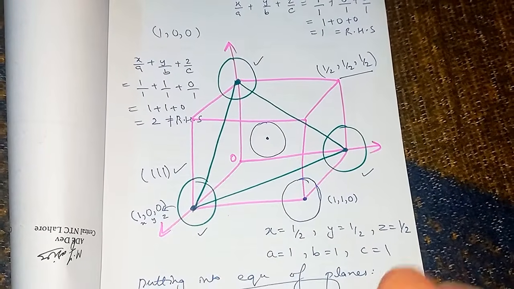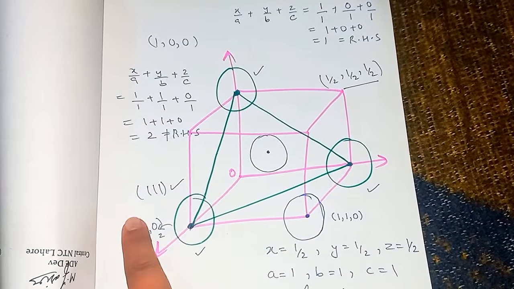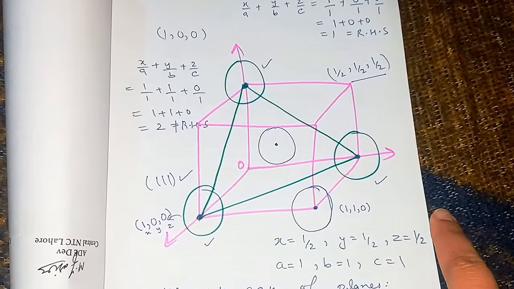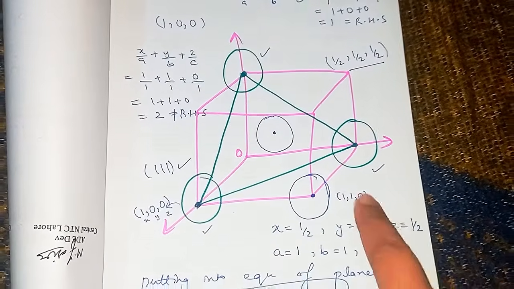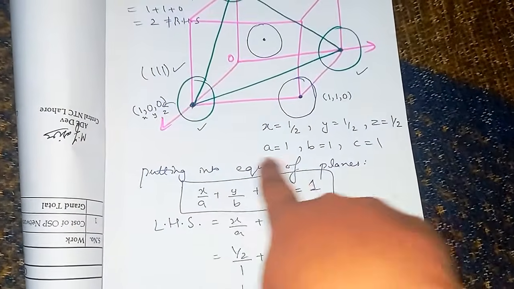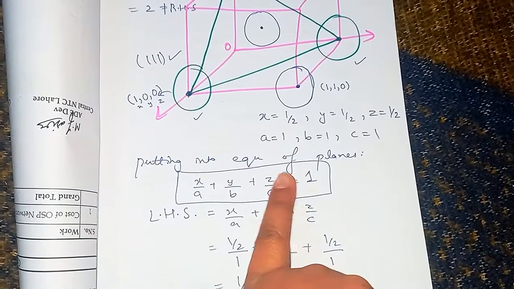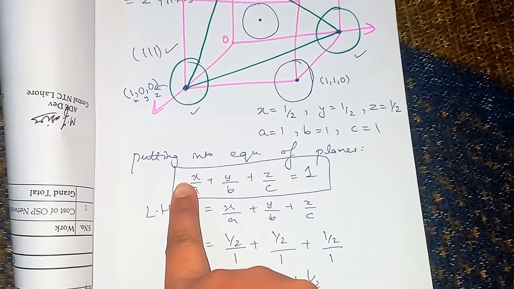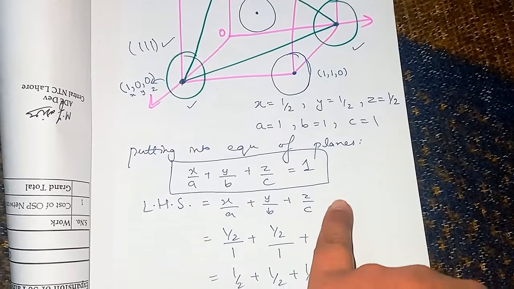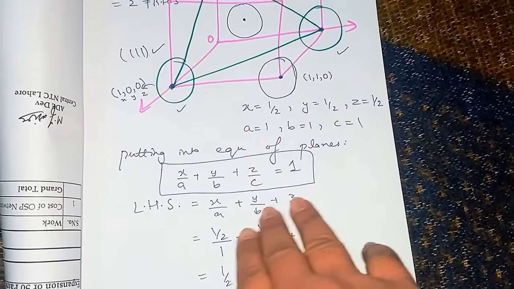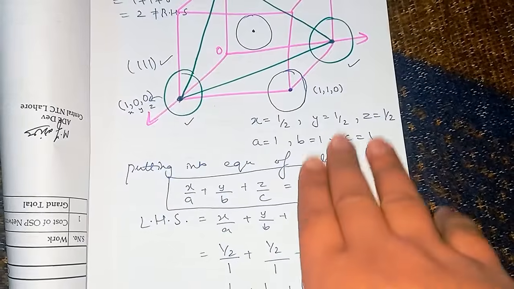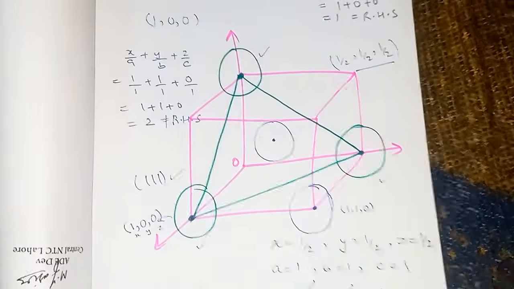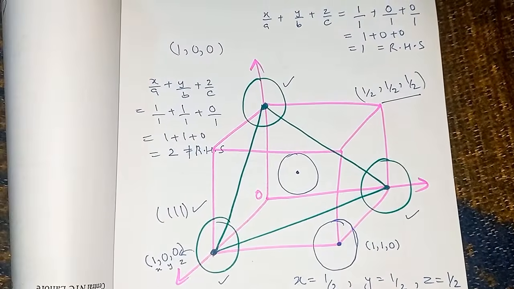If the center is part of the plane, then it's contributing to the plane. If the center is not a part of the plane, then it's not contributing to the plane. And that is the equation of the plane that will tell you. Use the left hand side and see whether it equals 1 or not. If it equals 1, then that atom is contributing. If it's not equal to 1, it's not contributing to the plane. And that's a really simple method, and you can use it every time.